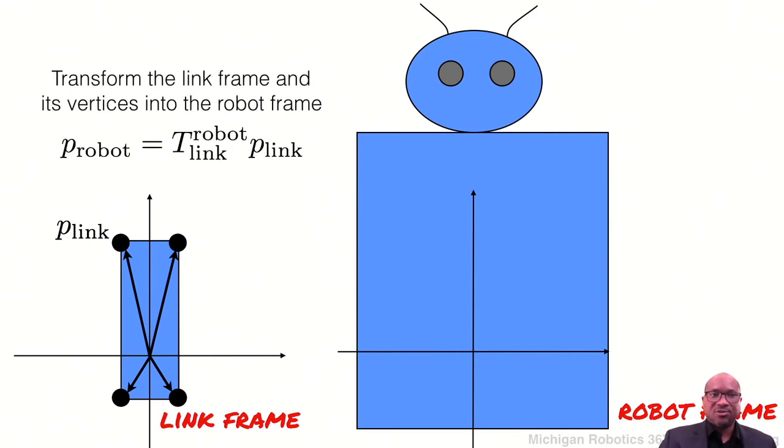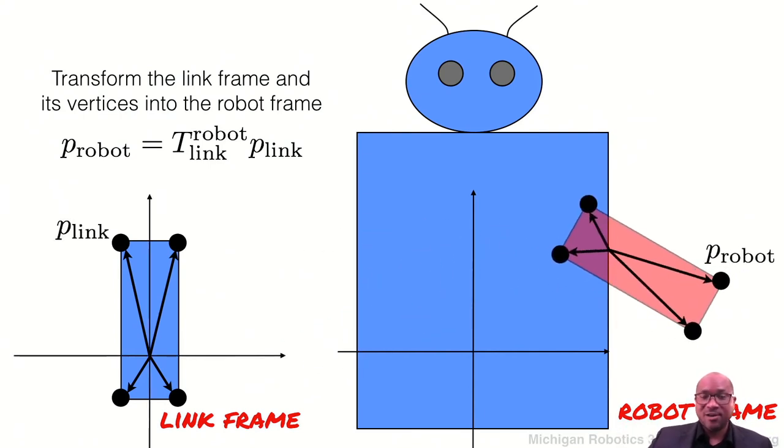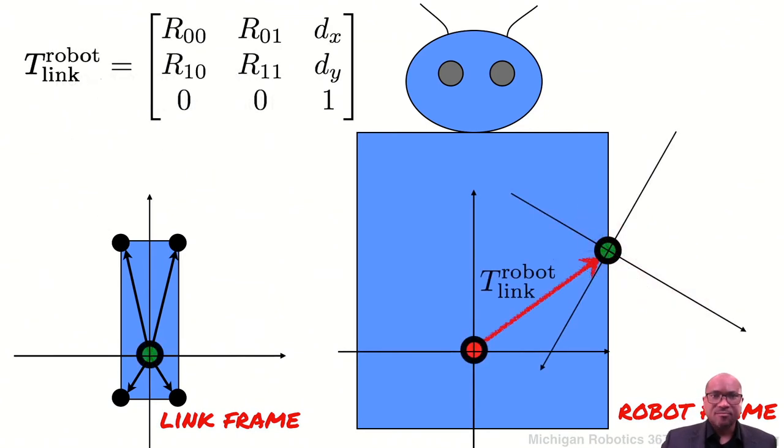And so what we need is a transform from the link frame into the robot's frame, T robot link, that will perform this transformation of points into the robot's frame. And we can do that simply by the matrix multiplication we talked about before. And so we're going to assume that we have this matrix, that for now we're assuming can be computed, and that matrix will allow us to transform all of these points.